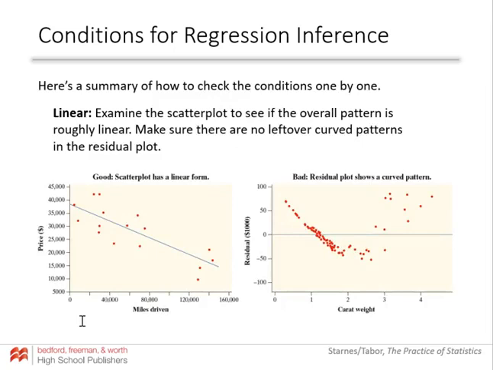When we're checking the linear condition, we're looking at the scatter plot to see that it makes a general line shape. And then we can also look at the residual plot and make sure the residual plot doesn't have any curve patterns. So like this one, if I'm looking at the scatter plot, that would be a check for my linear condition. This one would not, because that residual plot has a very clear curved pattern.